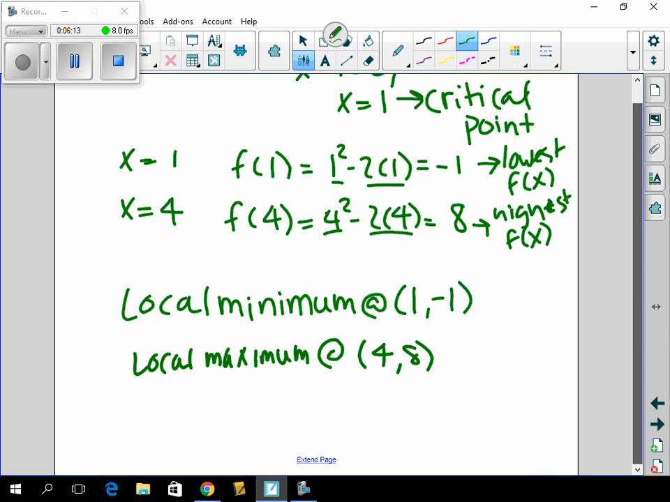So I found my critical points, tested my endpoints, put them back into my original function, and that just tells me the local minimum and maximum.